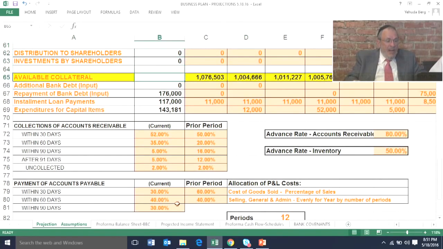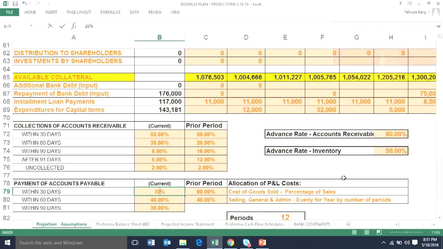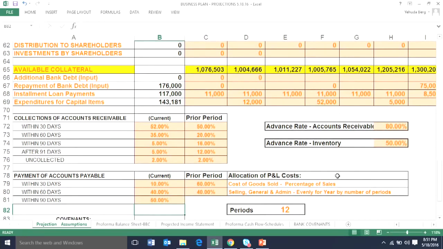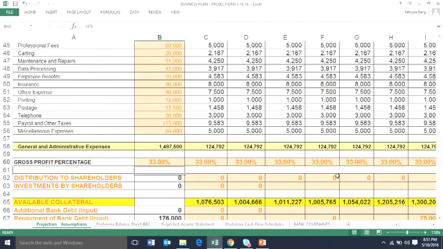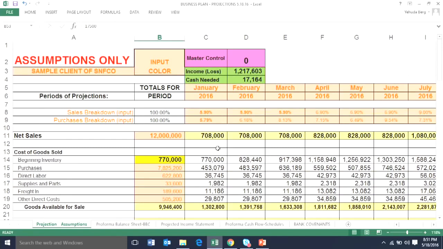Try to go to your supplier and say, I want to turn my business around. I don't want to pay within 30 days. I don't want to pay 30%. I only want to pay 10% within 30 days. Change it. I want to pay 40% within 60 days, and I want to pay 50% within 90 days. You're giving me an extra 30 or 60 days in turns. Now let's go back up. Look how much cash. I have more cash than I need.